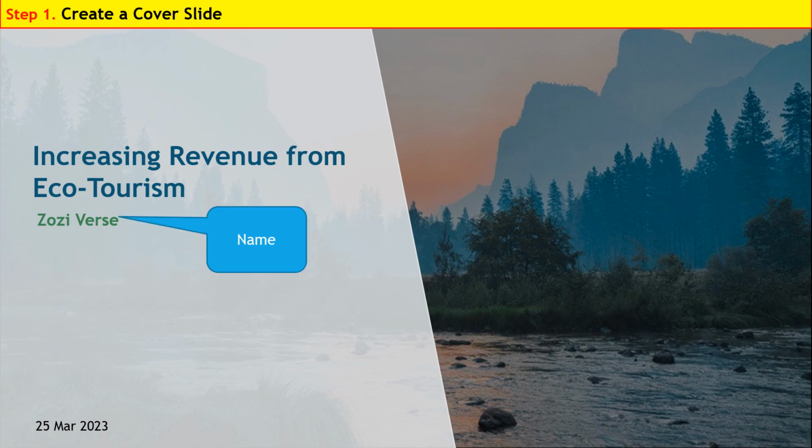Select a topic name which is crisp and short, like here it is increasing revenue from ecotourism, very direct and simple. Add your name and add the date as well, which can be the date of your presentation or the date of submission.